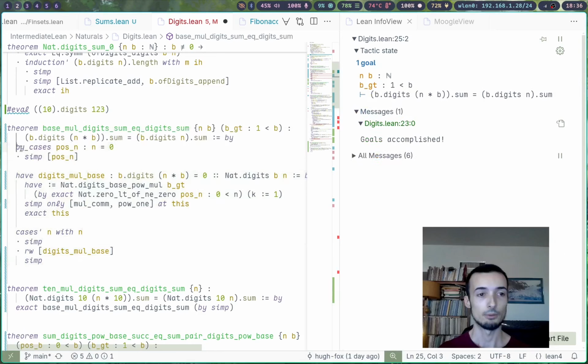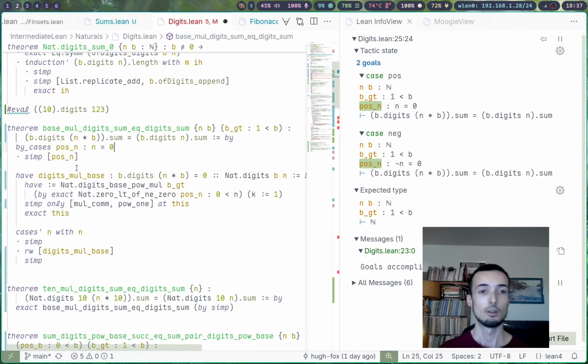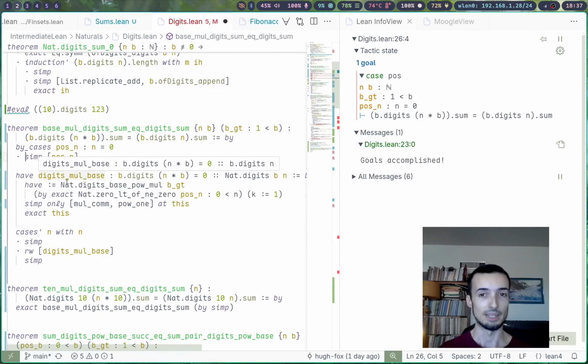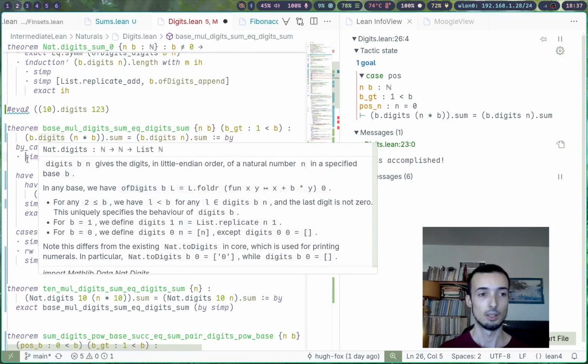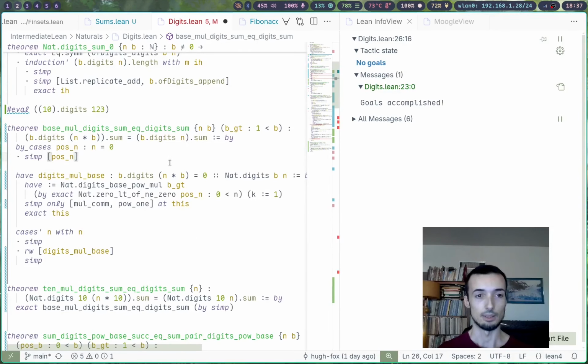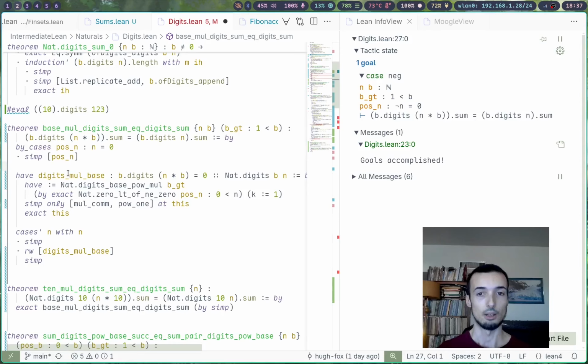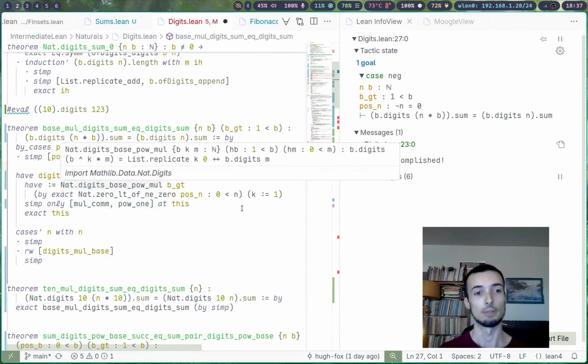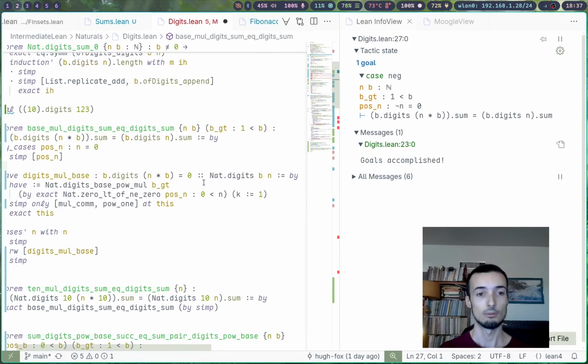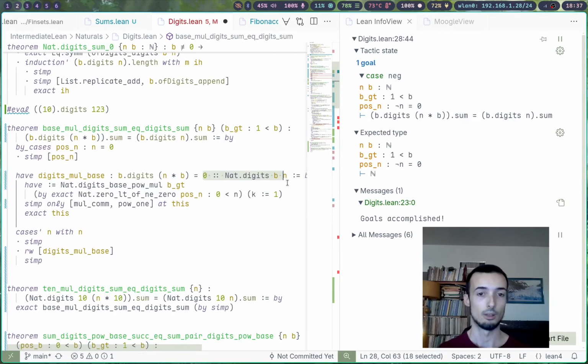So first thing we do is we say by cases on n, and that's just to make it a little bit easier so that we have positivity of n. Obviously, if n is 0, then this is true because 0 times 0 is 0. Otherwise, if n is positive, now we can apply this lemma. So we can say that we have a single 0 appended to the digits of n, and that's the same as the digits of n times b.